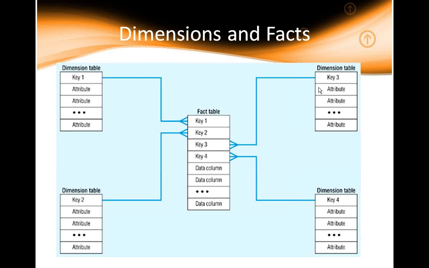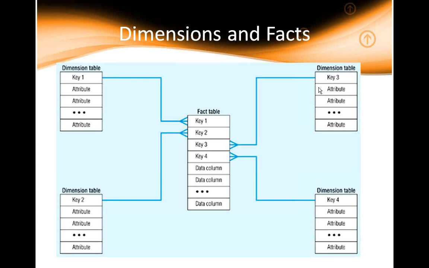If a fact table is connected to one or many dimension tables, we call it a star schema. Suppose one dimension table is further connected to another dimension table. I'll tell you how it is.